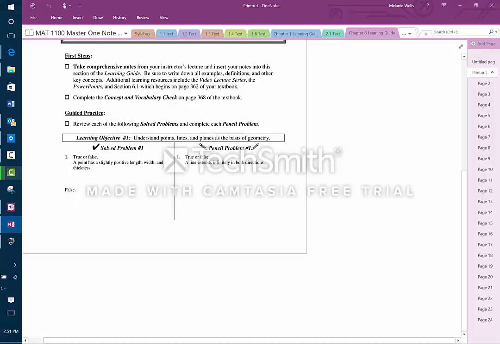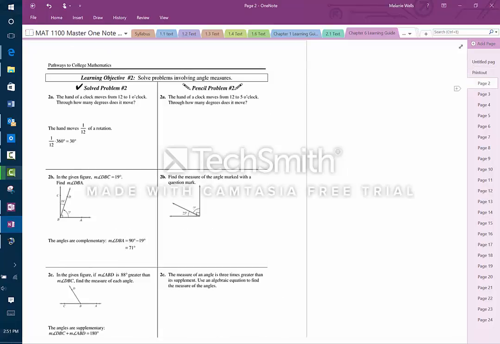Number 1 here says, true or false, a line extends infinitely in both directions. And that is true. If you were to draw a line, those arrows at the end indicate that it's going to keep on going infinitely in both directions. Notice that on number 1 there it says a point has a slightly positive length, width, and thickness. That's actually false. There you'll see in the definition that a point has absolutely no length, width, or thickness. It's just a representation.